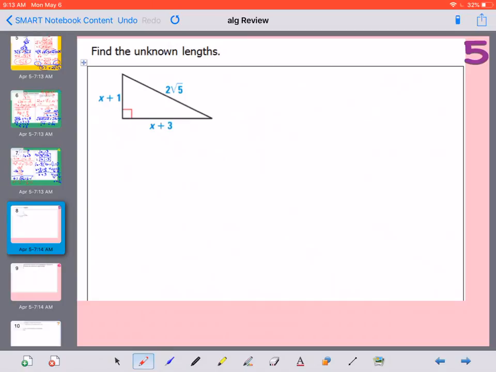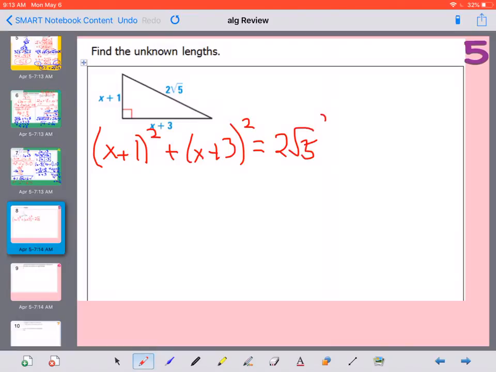Alright, next one, we need to find these unknown lengths. So this is one of those long ones. So what we're going to have then is x plus 1 squared plus x plus 3 squared equals 2 times the square root of 5 squared.